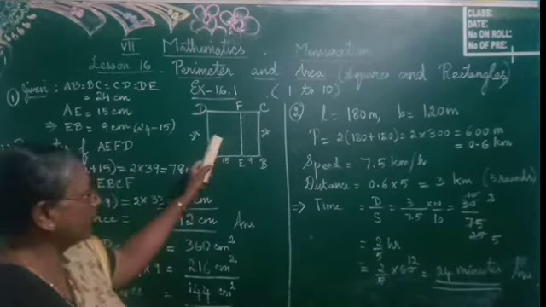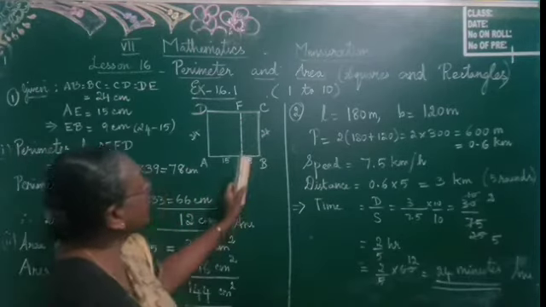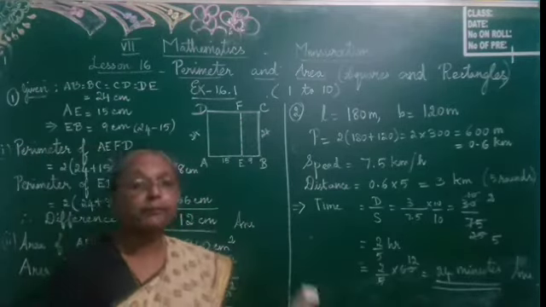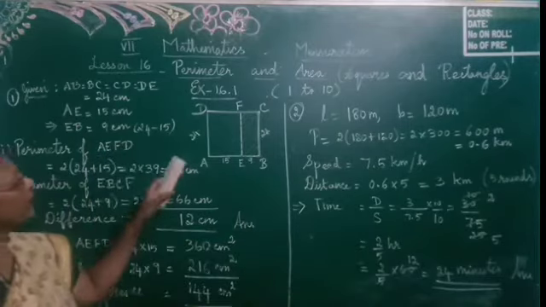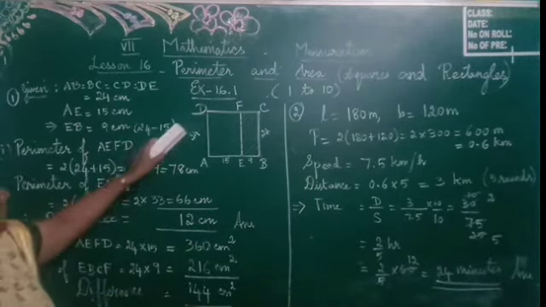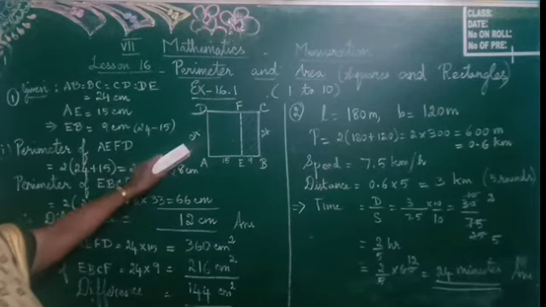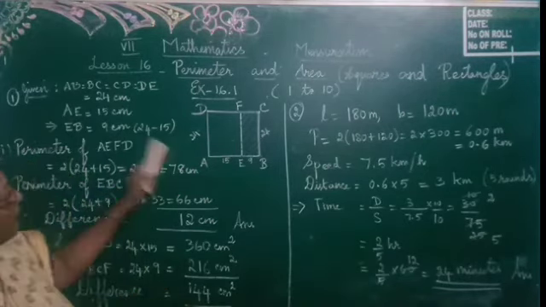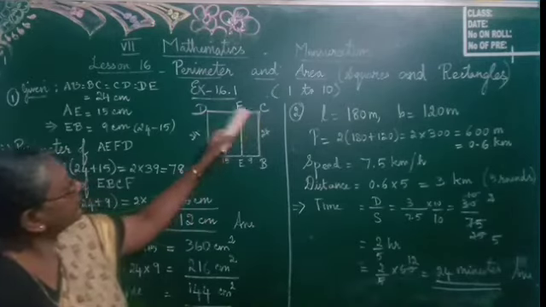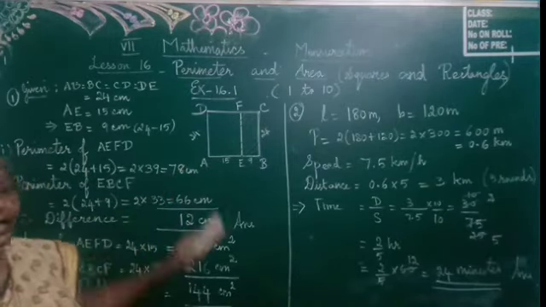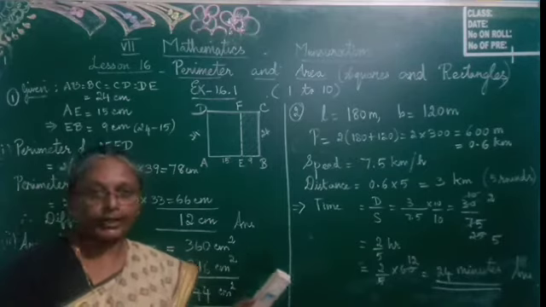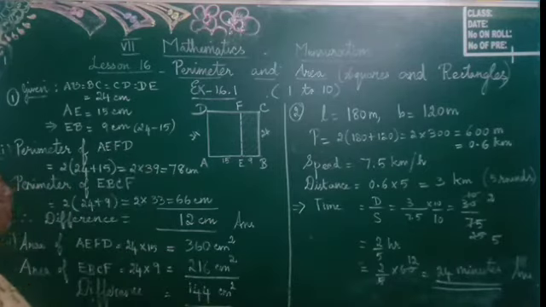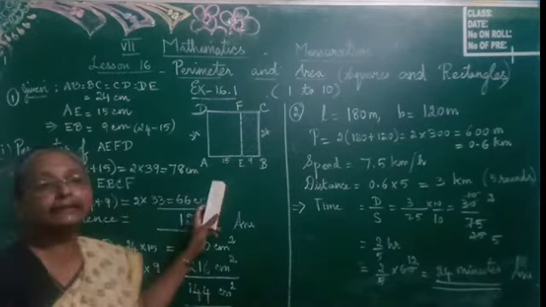AEFB is a rectangle as well as EBCF is also a rectangle. Now, we are given that the length of one side of the square is 24 centimeters. So, we have AB, BC, CD and DA all to be 24 centimeters. And another piece of information which is given: AE is equal to 15 centimeters.